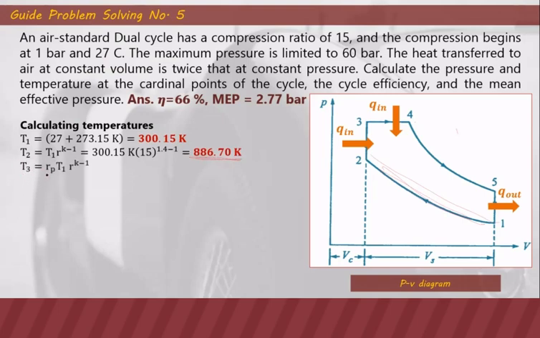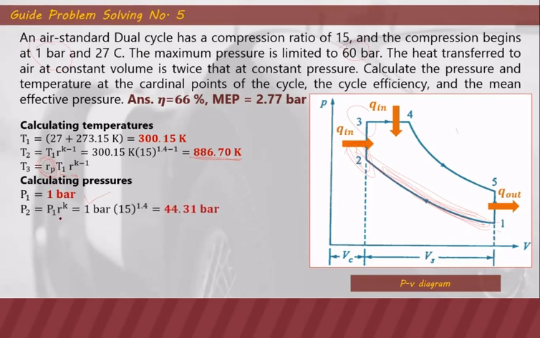Point 3, using this formula, you can see here we have T1, we have k, but we don't have the pressure ratio yet. And pressure ratio here refers to the pressure at point 3 divided by pressure at point 2. We have pressure at point 3, that's 60 bar, but we don't know the pressure at point 2, meaning we need to solve for the pressure at point 2 using the isentropic relationship between process 1 to 2. So for P1, that's given as 1 bar from the problem. P2, using the isentropic compression relationship, that's P1 r to the power of k. That's why P2 is 44.31.